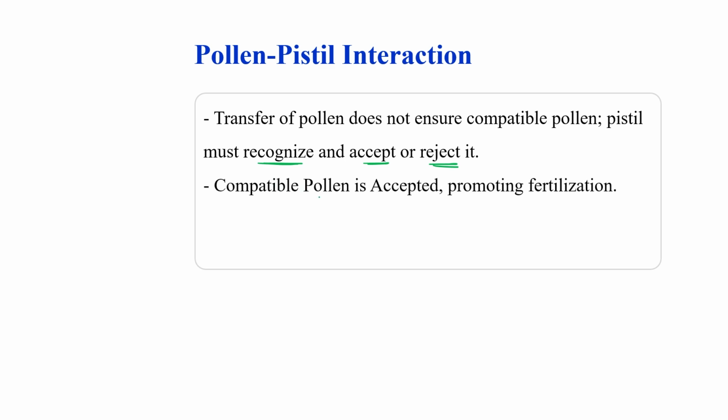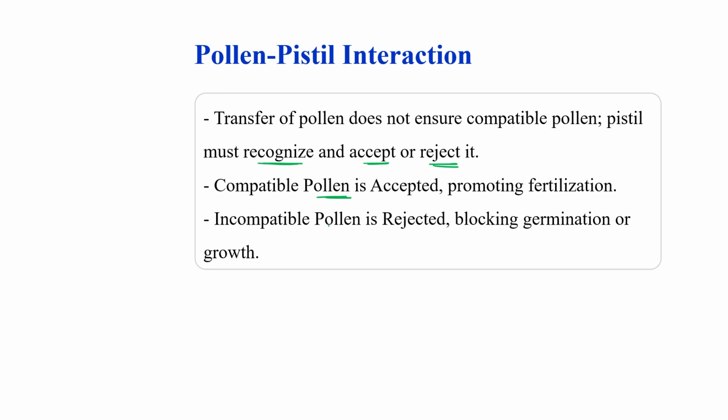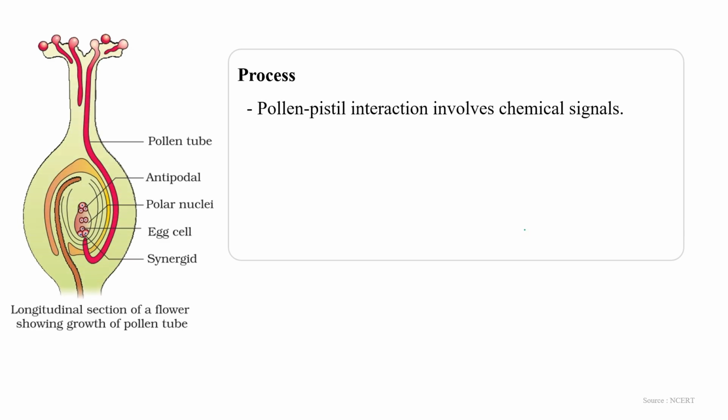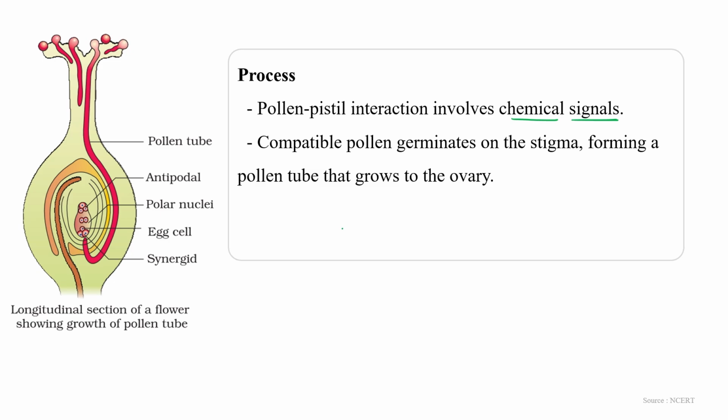If pollen is compatible, it is accepted and it will promote fertilization. If pollen is incompatible, it will be rejected by the pistil, by blocking germination or growth. Clear? The process of pollen-pistil interaction involves certain chemicals that give a specific signal to proceed with fertilization. Many pollen grains land on the stigma, but only the compatible pollen germinates on the stigma, forming a pollen tube.